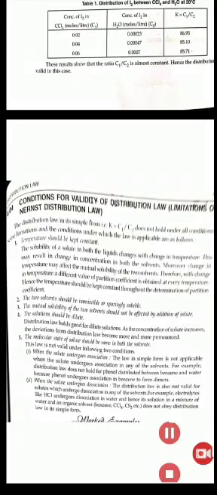The distribution law is also not valid for solutes which undergo dissociation in any of the solvents. For example, electrolytes like HCl undergo dissociation in water and hence its solution in a mixture of water and organic solvent like benzene, CCl4, CS2 does not obey distribution law in its simple form.